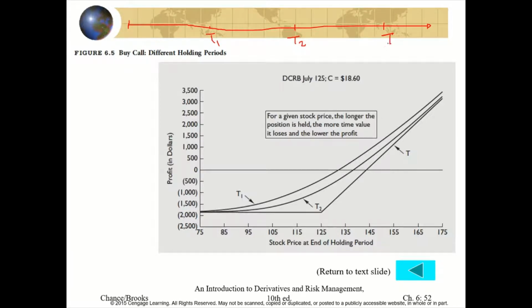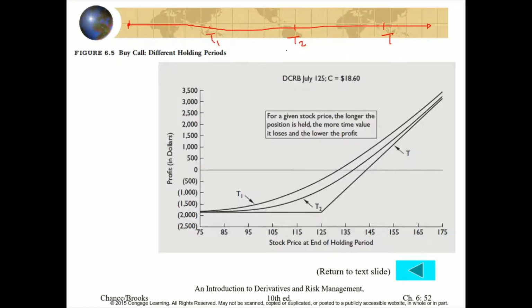Time t is when the option expires. Time t2 is a period before time t, but longer than time t1. And at time t1, I will sell the call option, so I will exit, I will take an offsetting position. The same thing will happen at time t2. If I waited until time t2 and I decided to exit from the call option, I will take an offsetting position, which means I'm going to sell the call option.